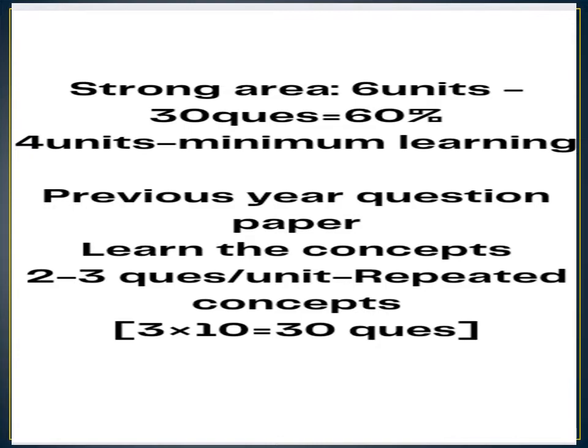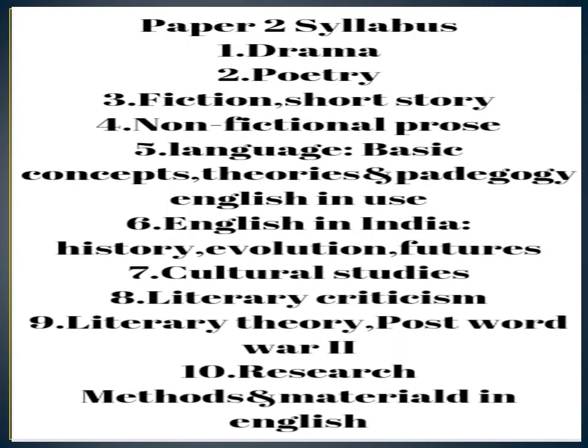So apart from this, paper 2. This paper is going to concentrate on the students who are going to appear in the English exam, that is English literature. In English literature, you have 10 chapters like drama, poetry, fiction, short story, non-fictional prose, and language. In language, you will have the basic concepts, theories, and pedagogy, English in use, English in India, its history, evolution, and future, cultural studies, literary criticism, literary theory, post World War II, and research methods and materials in English.